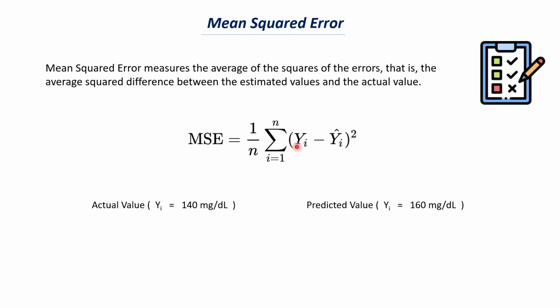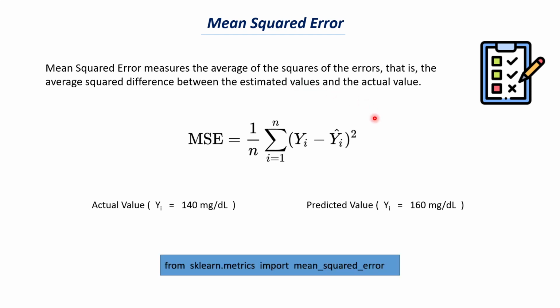We are taking the estimated or predicted values as y cap and the actual values as y, finding the difference between them, taking the square of it, adding all those data points, and dividing by the total number of values. That is given in this definition, where we find the average squared difference between the estimated values and the actual values. This is the Python line you can use to import mean squared error: from sklearn.metrics import mean_squared_error. You can use this line to import this ready-made function to calculate this value.